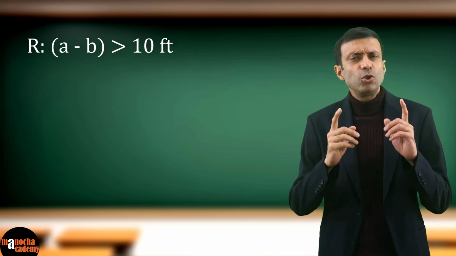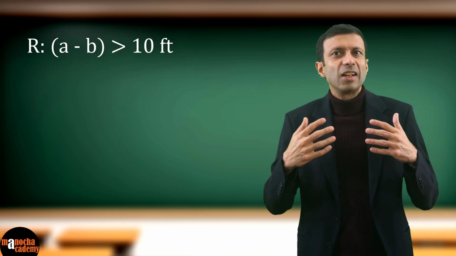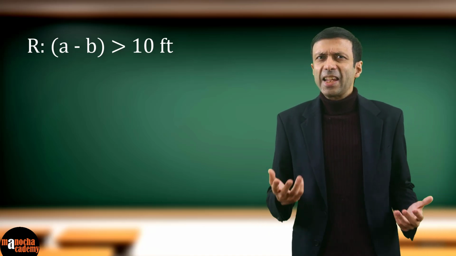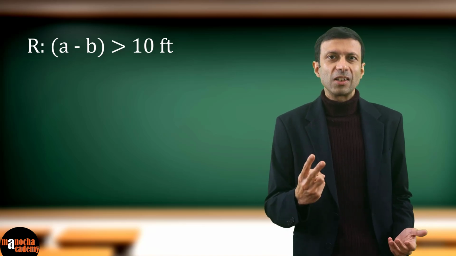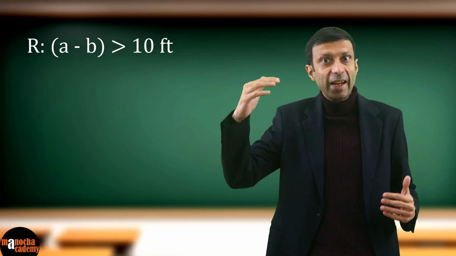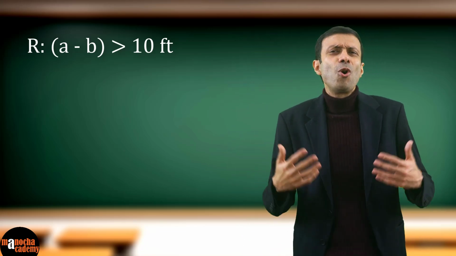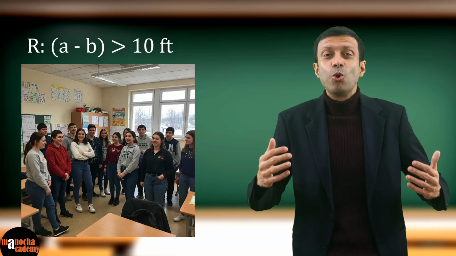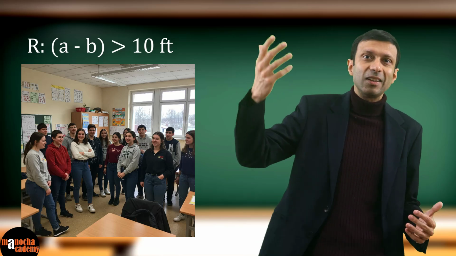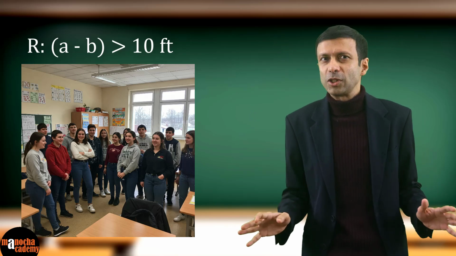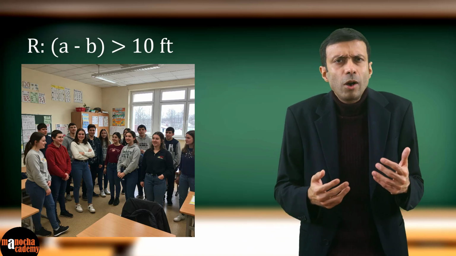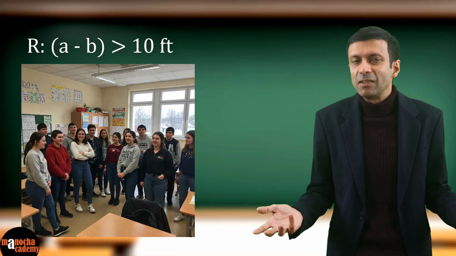So now can you tell me what will this relation contain? That is, can you find two students in your class where the difference in their heights is greater than 10 feet? Is that possible? No, right? How can you have two children whose difference in height is greater than 10 feet? Absolutely not possible. So then what elements does our relation contain?